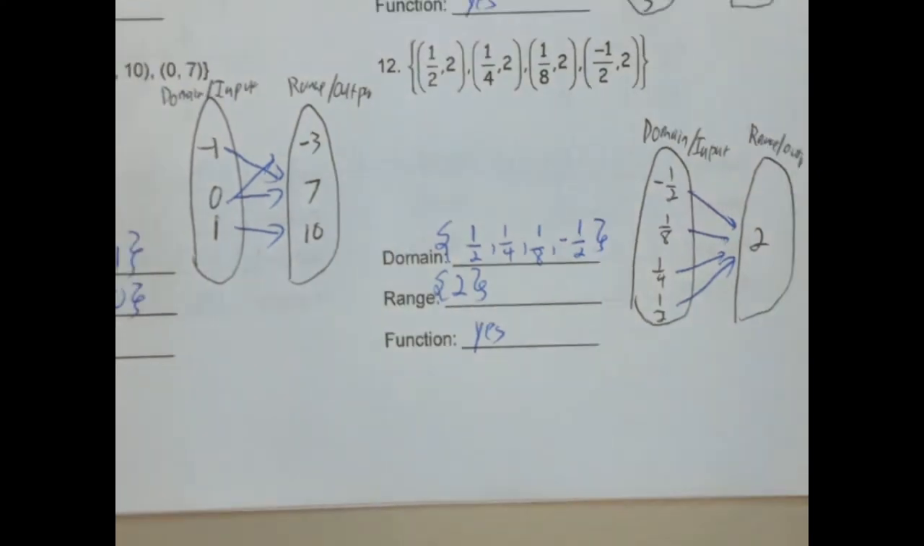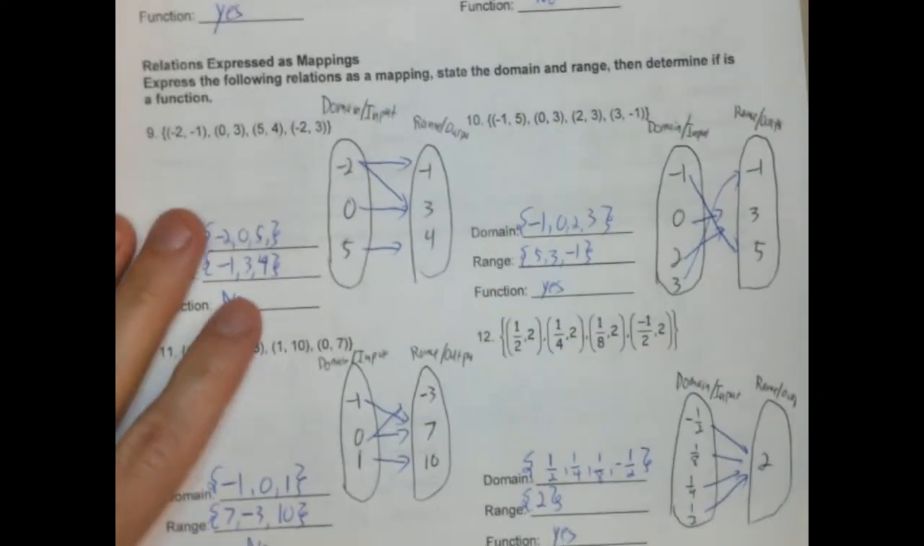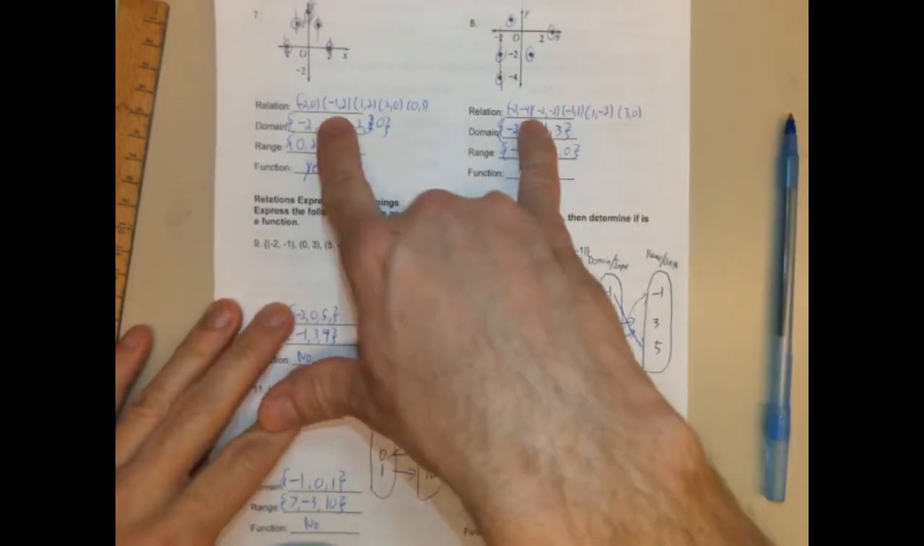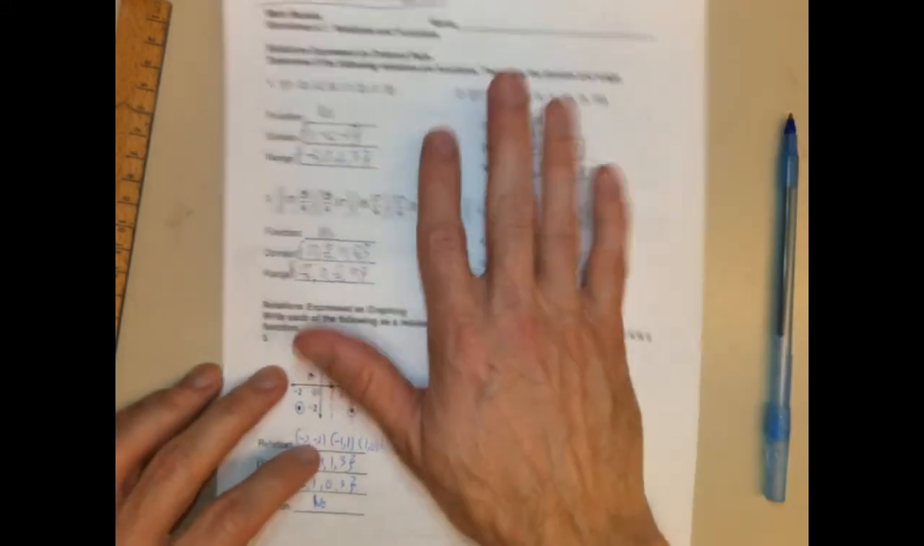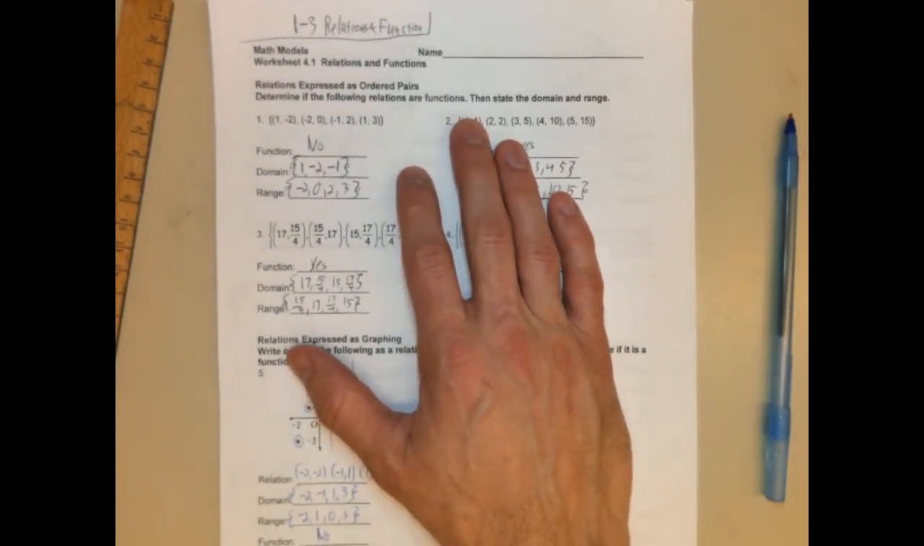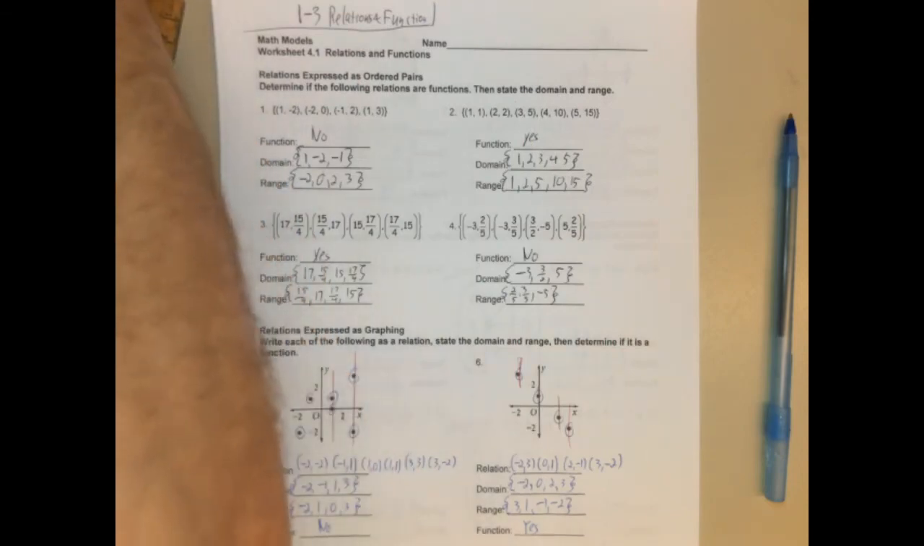So yeah. All right, so that's the whole thing right there. Hopefully that was helpful. So you can see we worked with mapping diagrams. We worked with graphs. So that pretty much covers the beginnings of relations and functions. Hopefully that was helpful. Thanks, guys.